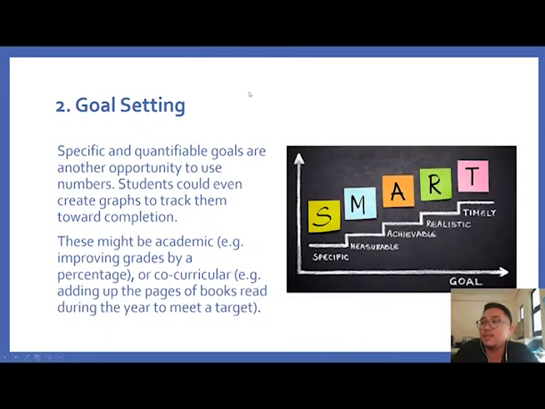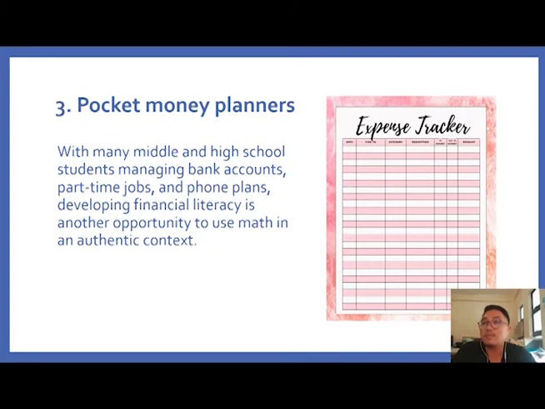Number two, goal setting. Specific and quantifiable goals are another opportunity to use numbers. Students can even create graphs to track them toward completion. This might be academic, for example, improving grades by a percentage, or co-curricular, for example, adding up the pages of books read during the year to meet a target. Number three, pocket money planners. With many middle and high school students managing bank accounts, part-time jobs, and phone plans, developing financial literacy is another opportunity to use math in an authentic context.